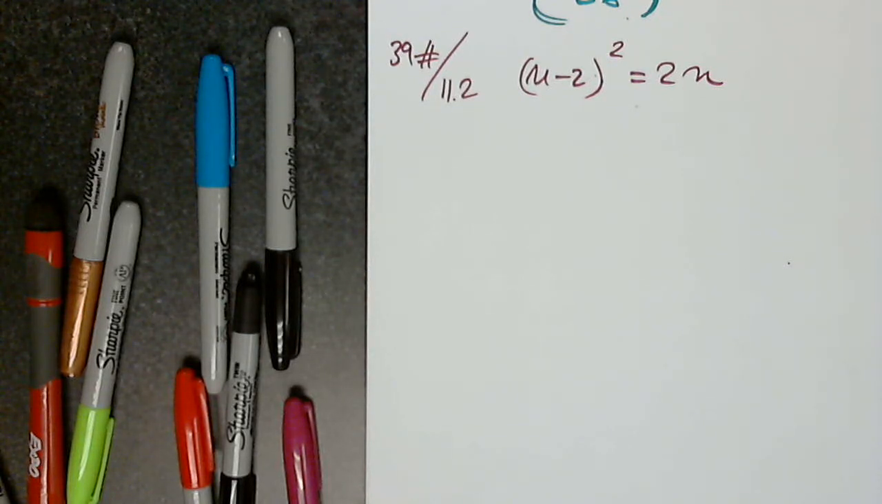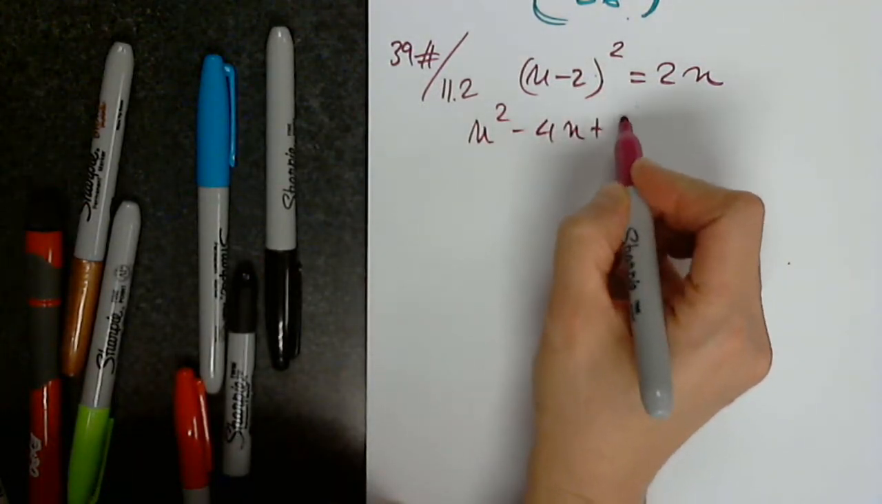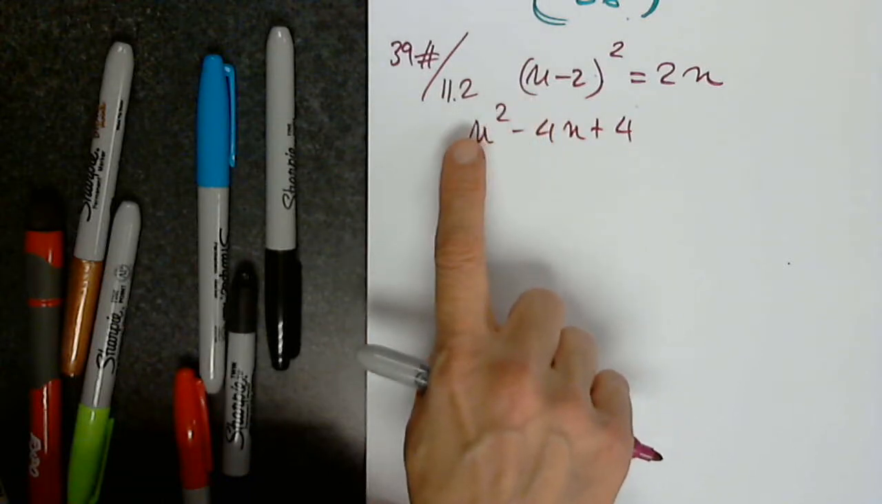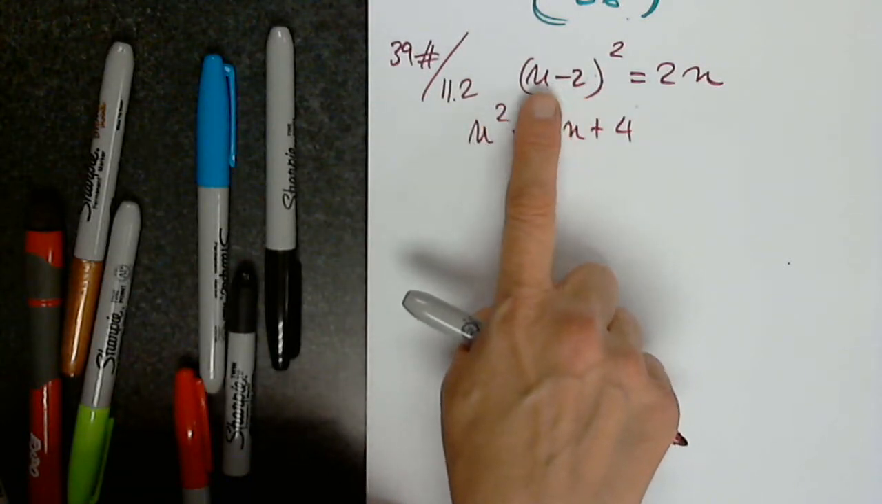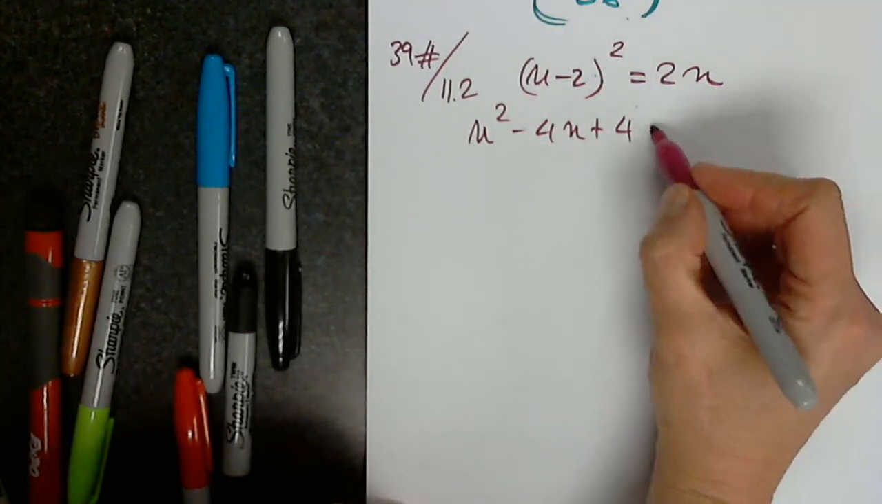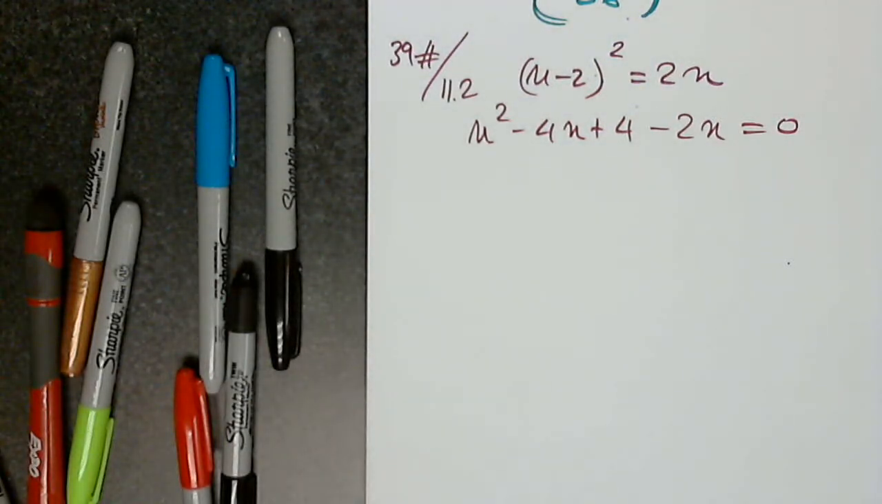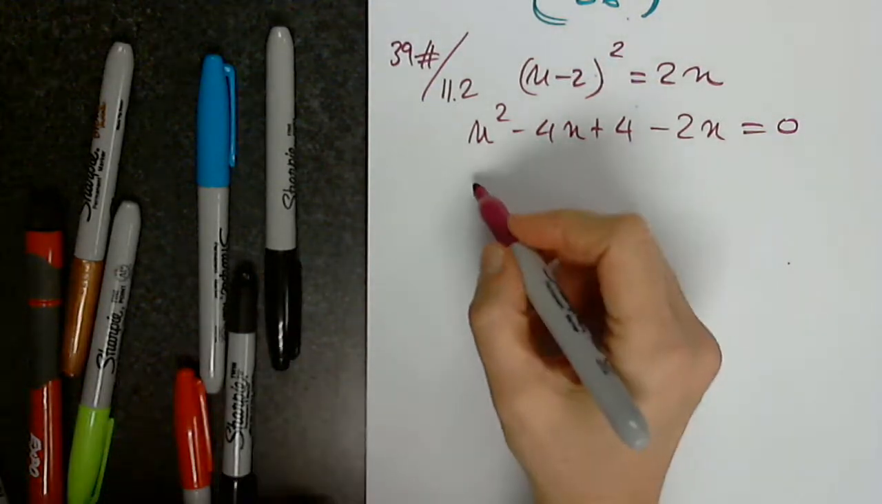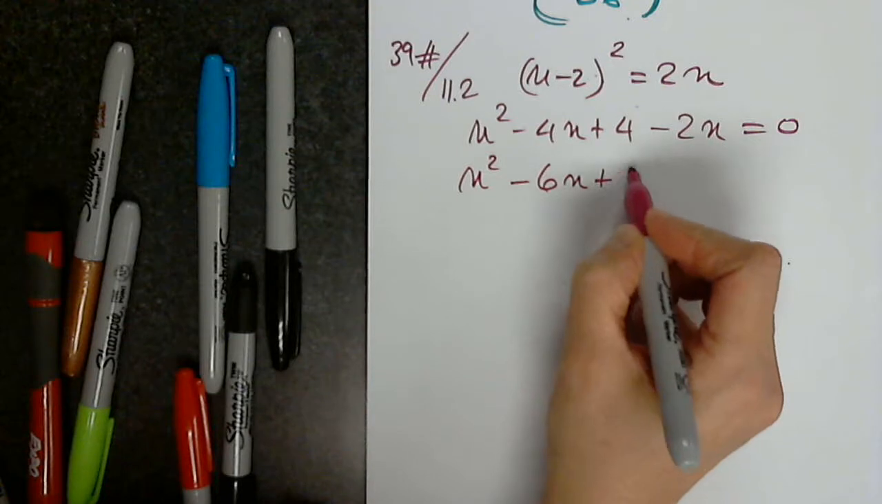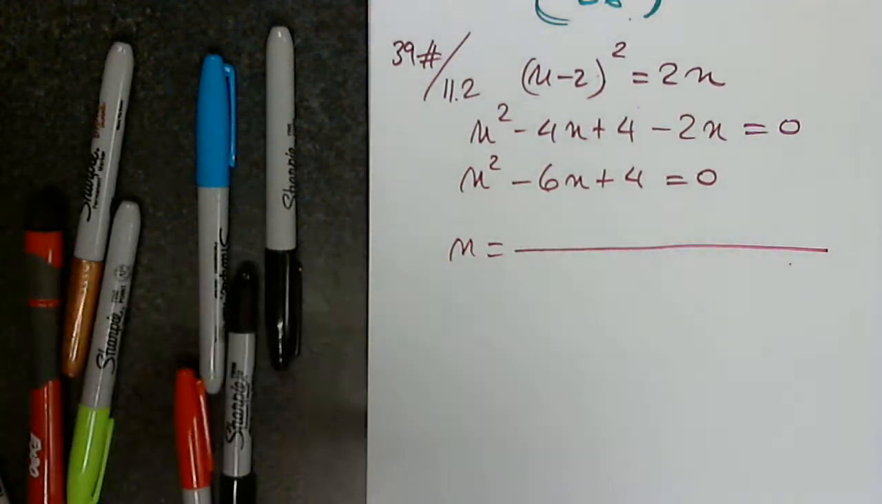Thank you. Becky, you remember that? N squared minus 4n plus 4, right? The first term squared minus 2 times the first times the second plus the second term squared. Is that okay? And then we subtract 2n and we have 0. We combine like terms. N squared minus 6n plus 4 equals 0. And only now we are ready to write the quadratic formula.